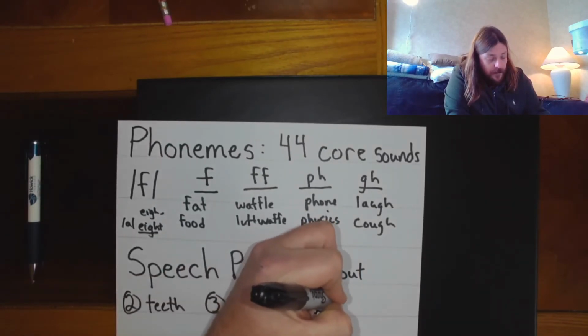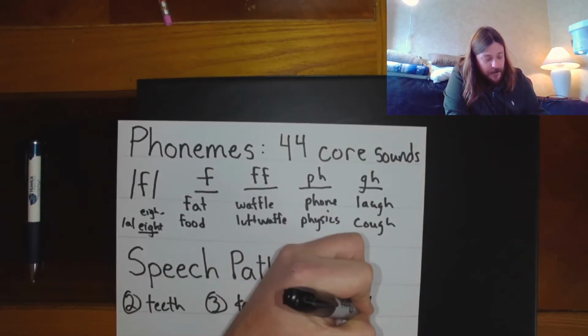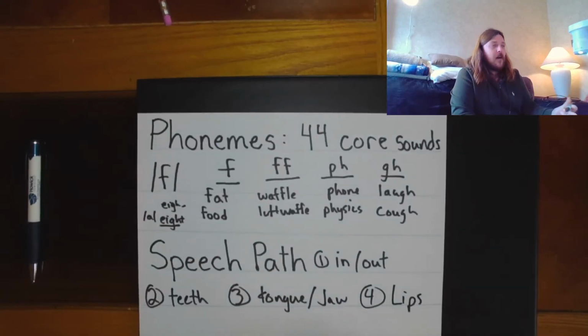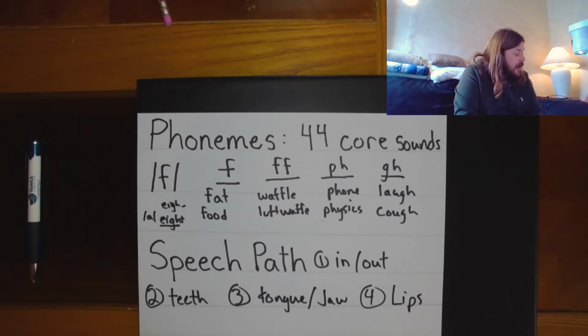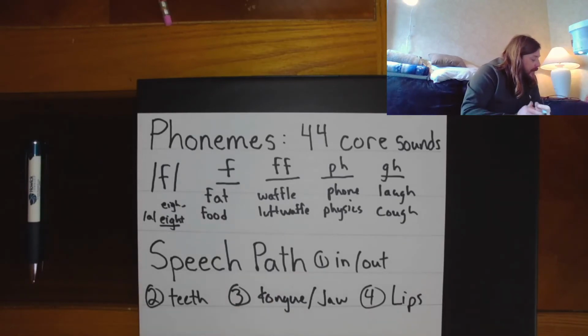And number four, our lips. Are they together? Are they pursed? Are they squished together? Are they making an O? Are they flat? Are they pulled back? Are they tight together? Are they making a kissy sound? These are all things that we have to think about.